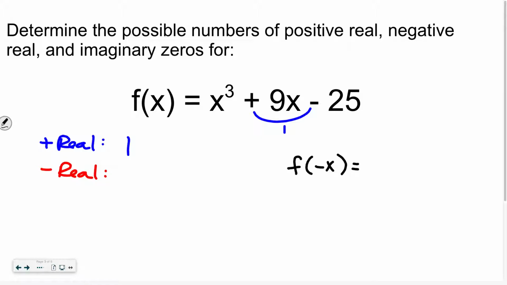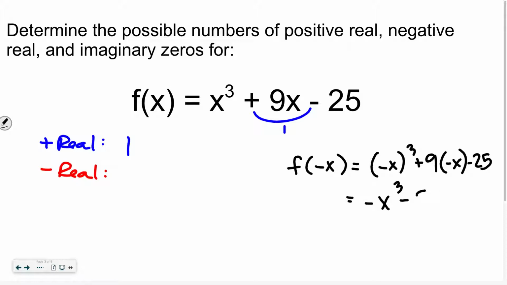Okay, remember to do the negative real zeros, you have to do f of negative x. So I'm going to do negative x cubed plus 9 times negative x minus 25. A shortcut that I can use here is whether or not the term will change signs. If it has an odd exponent, it will change signs. So this one will now be negative x cubed, this will be negative 9x, and this will be negative 25. So negative x cubed minus 9x minus 25. You might even be able to get away with writing f of negative x without having to do the substitution, right? That would be nice if you could do that.